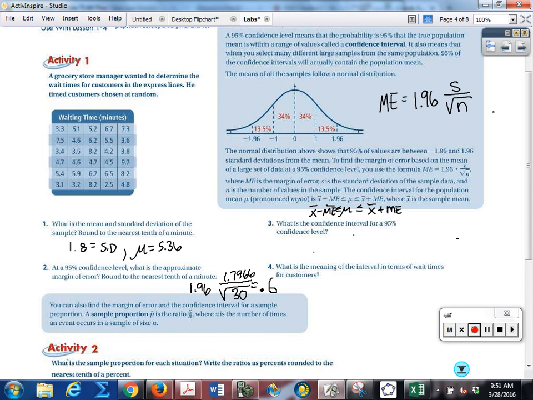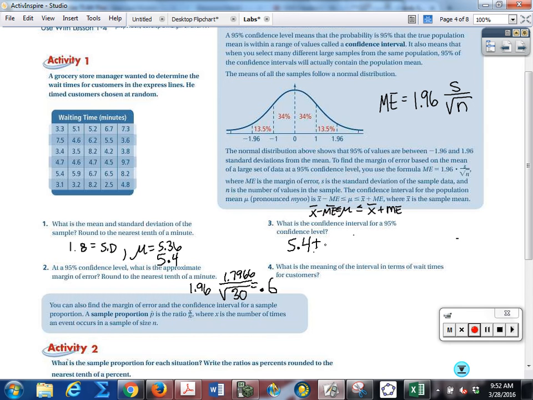But if this is the margin of error, and I want to know the interval that it lies in, I have to take 5, I guess I was supposed to do it for 5.4, right? So that's 5.4. If I have 5.4 and I add 0.6, I get 6 minutes.